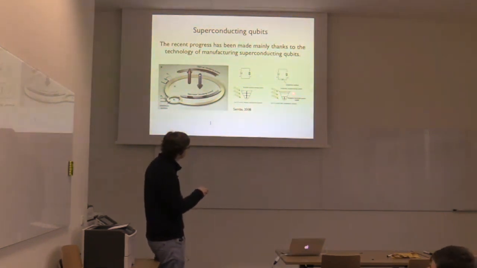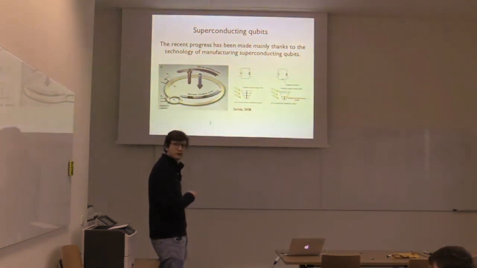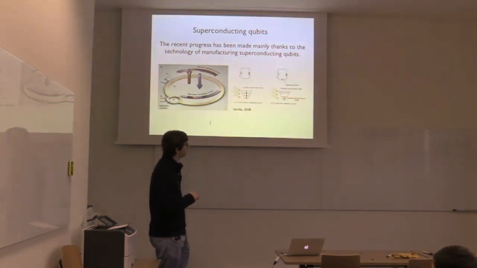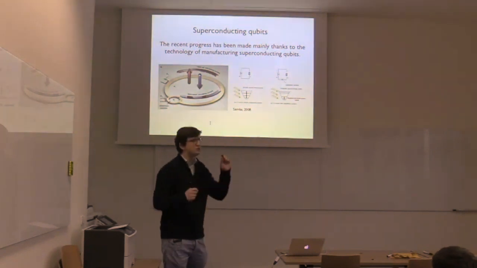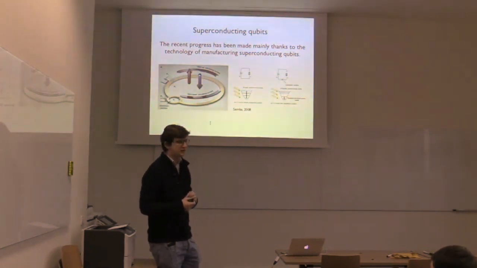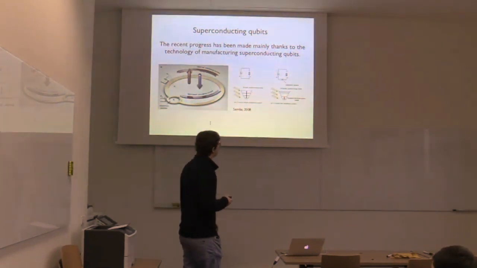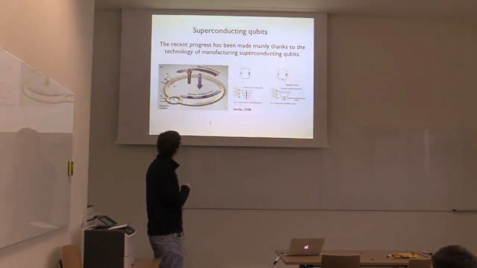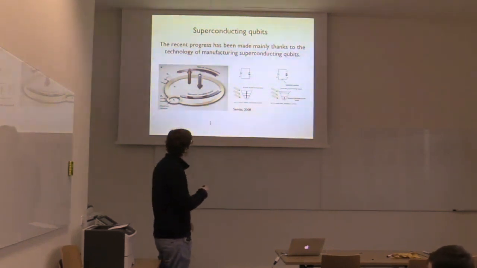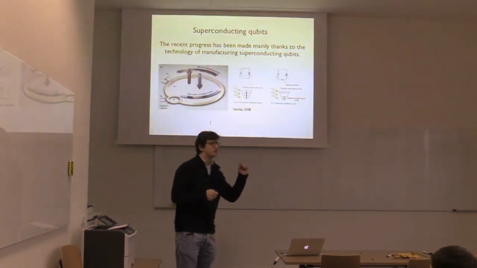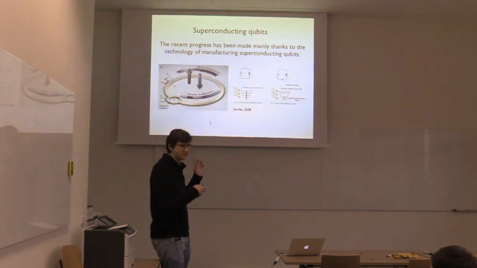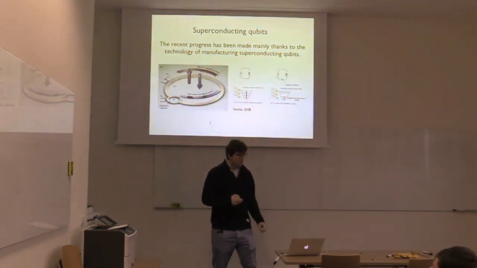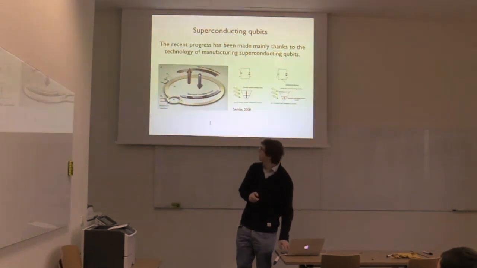So you have these two ground and first excited states, which are used to encode the two-dimensional quantum system, which is the qubit. And then you use some auxiliary circuits to prepare the state and to perform measurements. The states are basically based on SQUIDs, very sensitive magnetometers.